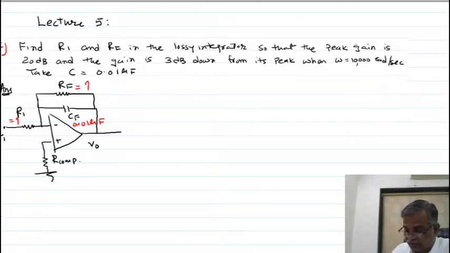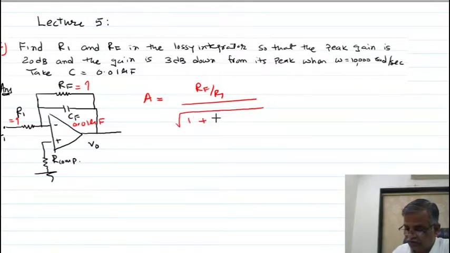So you must be knowing the equation of gain. In magnitude form I am writing Rf by R1 upon root of 1 plus omega Rf Cf whole square. This is the gain of the lossy integrator circuit, given by this equation. In theory we have written minus Rf by R1, but I am taking the magnitude, so I am writing like this.